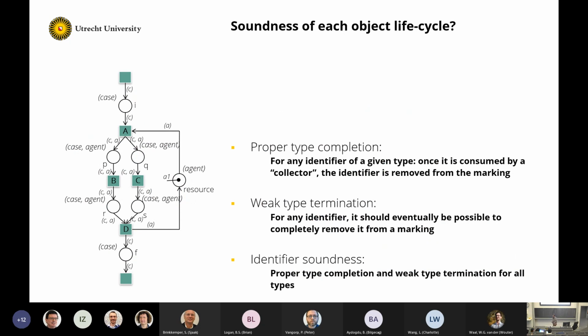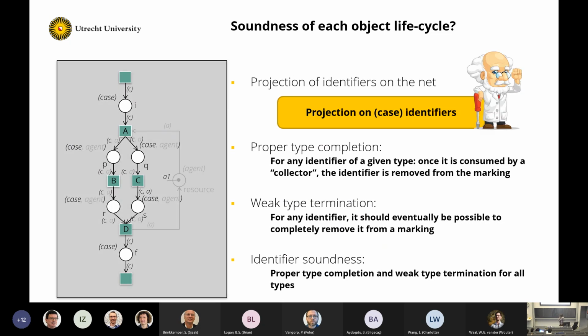How do you analyze this? One of the ideas that some of my friends had was, let's take just the projection of the identifiers on the net. So what does that mean? Here we see the projection on case identifiers. Basically I just leave out everything that is not part of case. Then we see the classical net going from A, B, C, D, with the initial and final. And then you can ask, is this net correct? And the answer is, of course, yes. I already showed you in one of the previous slides.